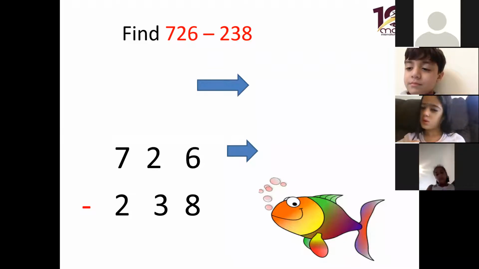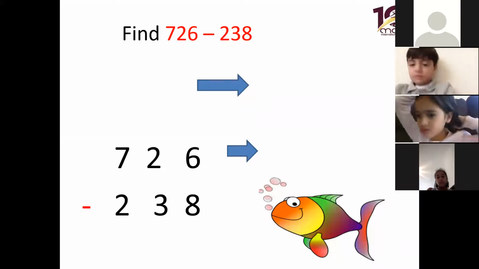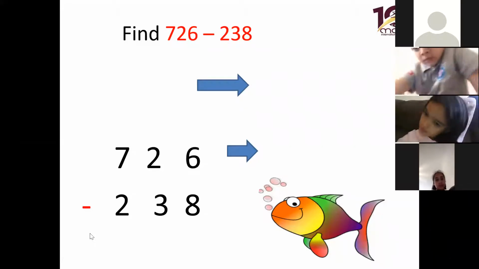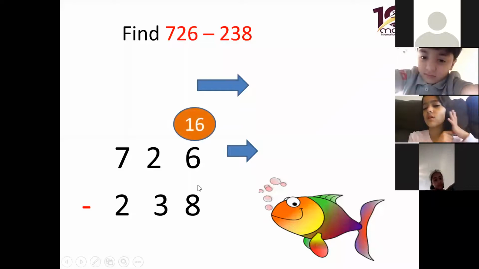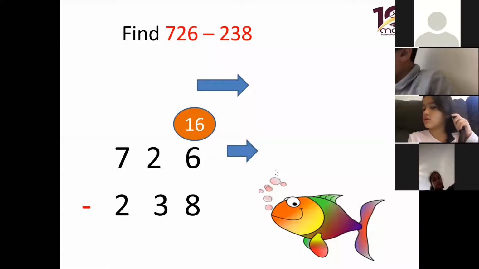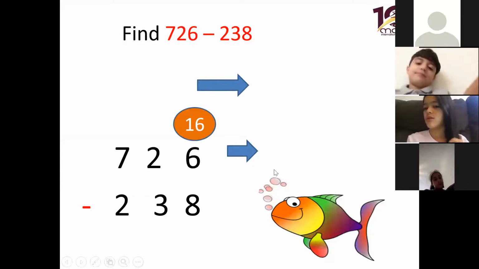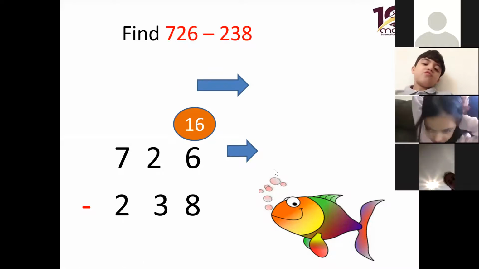So now 8 is more than 6. It's more on the floor. We go next door, we get 10 more. Okay. So the 6 became what? 16. Now I need to subtract 16 minus 8. Do we have 16 fingers? No, we don't. We have only 10.